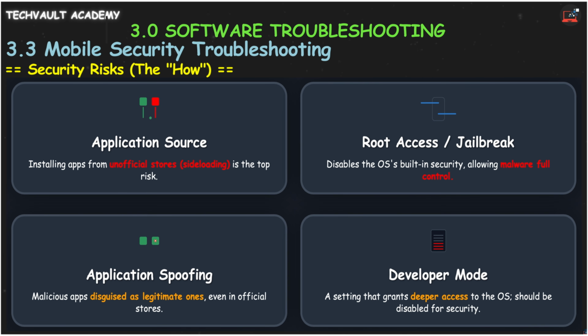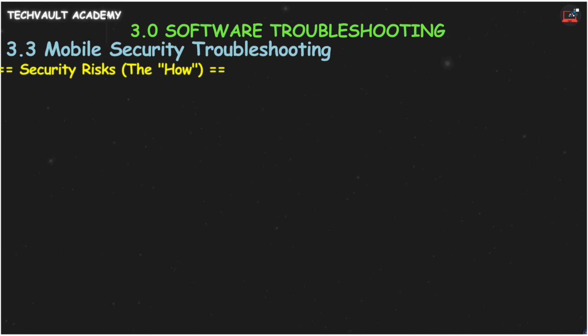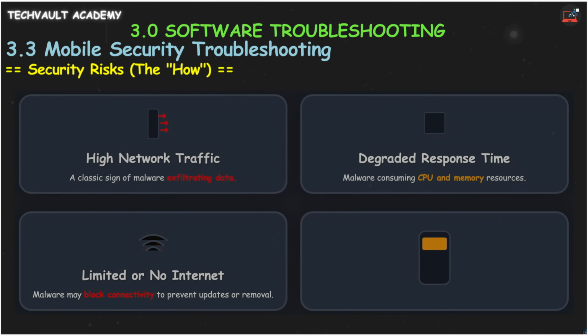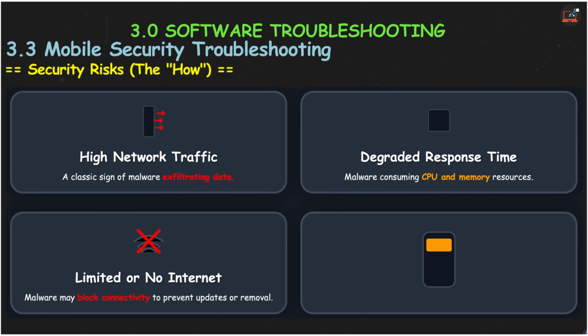So how do you know if your device has been compromised? You look for the common symptoms. A classic sign is a sudden spike in high network traffic or receiving a data usage limit notification when your habits haven't changed. This could be malware sending your personal files to an attacker.